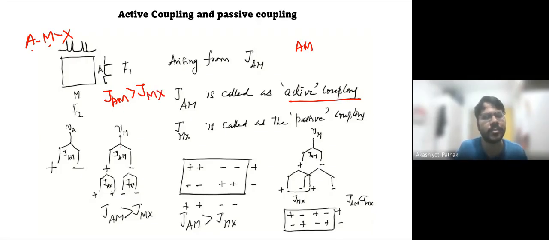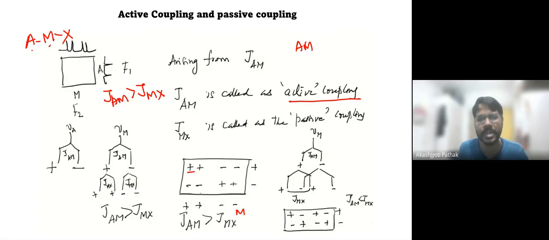Then what will happen? First of all, the frequency of M will split into two. This is the active coupling. A is actively coupled to M, so it will give you a plus minus signal, and then X is also coupled to M, so this will result in passive coupling. So plus will be split into plus plus, and minus will be split into minus minus. So for your M you will have this type of signal, plus plus minus minus, and for your A you will have a plus minus signal.